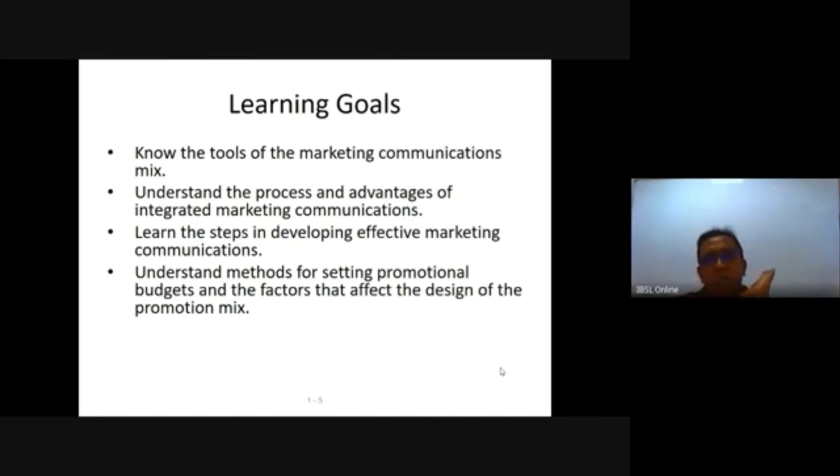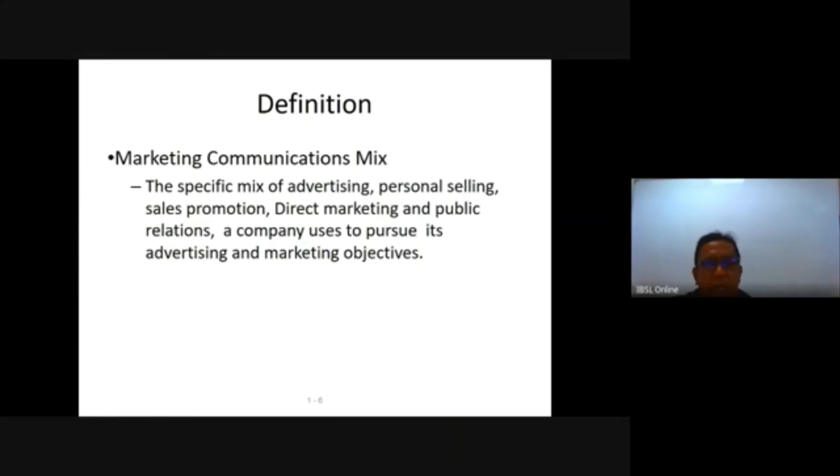So learning goals: know the tools of the marketing communications mix, understand the process and advantages of integrated marketing communications, learn the steps in developing effective marketing communications, understand methods for setting promotional budgets and the factors that affect the design of the promotion mix. So let's see what is the marketing communication mix. The specific mix of advertising, personal selling, sales promotion, direct marketing, and public relations a company uses to pursue its advertising and marketing objectives.